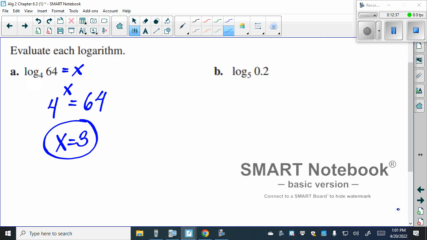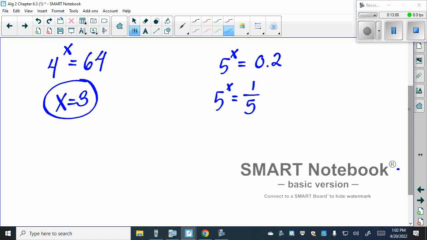So we have log base 5 of 0.2, and we'll say it's equal to x. 5 to the x equals 0.2. Now this might be a little difficult to see in this form. Let's change 0.2 from a decimal to a fraction. It'd be 1/5. So now we're trying to see what power will take 5 to 1/5.